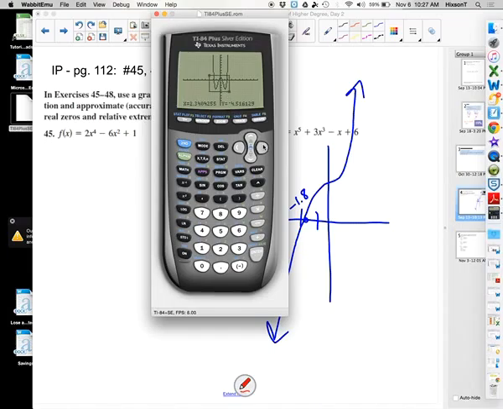Alright? And now if I hit enter, it'll actually change my window to include everything in that box. Okay? Now, is that absolutely necessary? No, but it might make things a little easier for us. Okay?